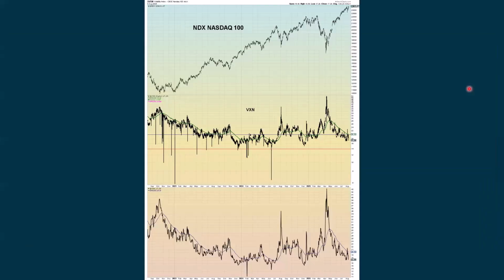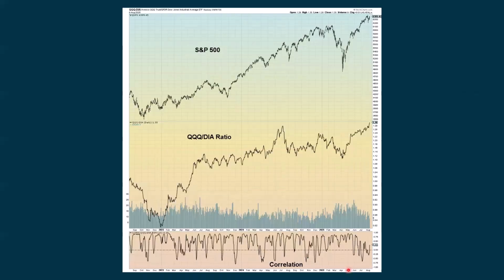Then we look at the VIXen, gotta love that name, which is the VIX for the NASDAQ 100. It measures the volatility. It's also been declining. It declined on Friday because you had the NASDAQ 100 going up and setting an all-time high. We look at the S&P and then do a growth to value ratio here, the Qs, which is growth, and the diamonds, which is the ETF for the Dow. That's considered to be value.